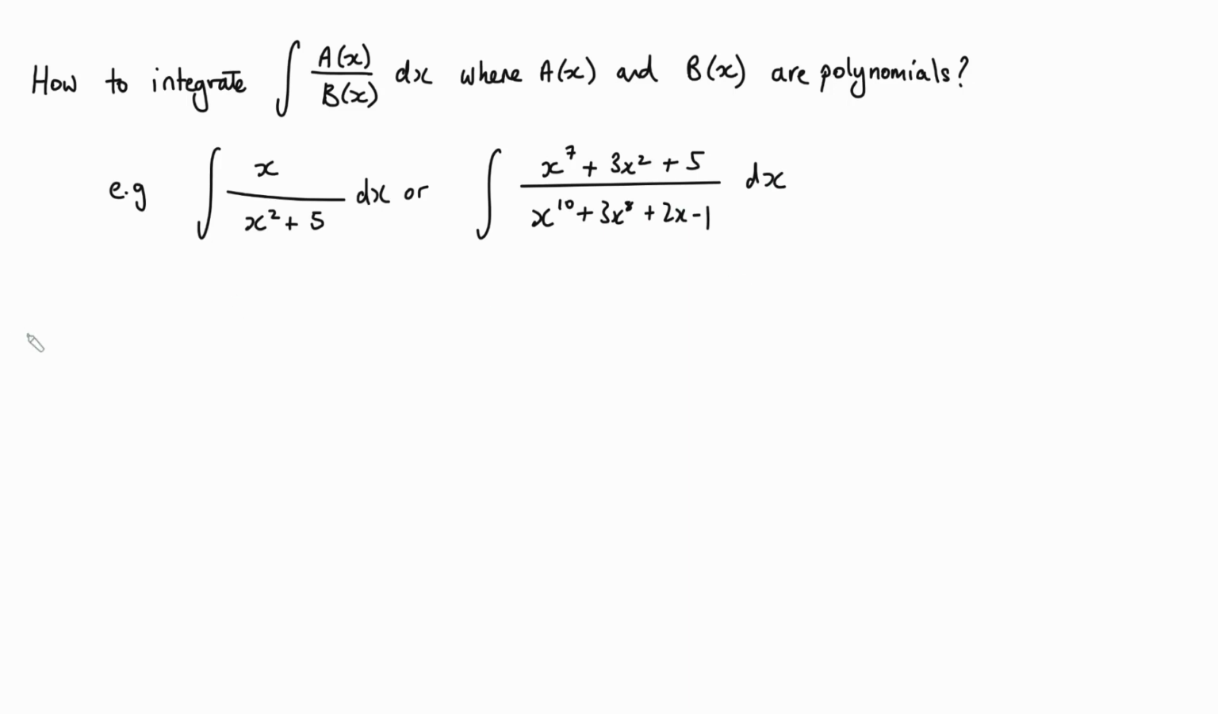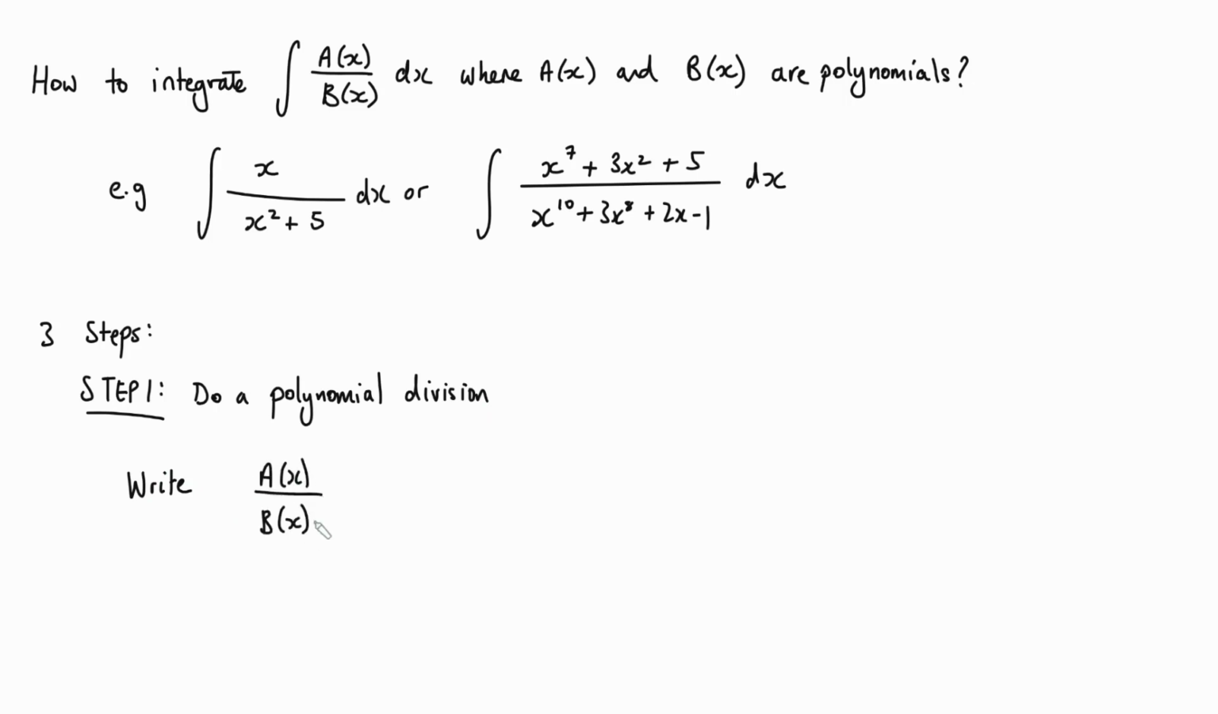We're going to do this in a way that effectively treats these polynomials, and these quotients of polynomials, I should say, in the same way. So there are going to be 3 steps to this method. Step 1, we do a polynomial division. So we take that quotient a of x over b of x and we write it as q of x plus r of x over b of x.